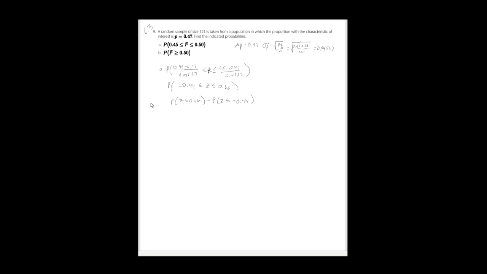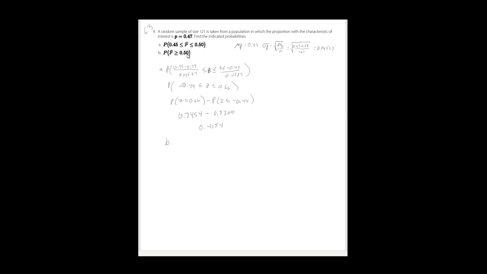We look these up in the table. We get 0.7454 minus 0.3300, or 0.4154 for A.